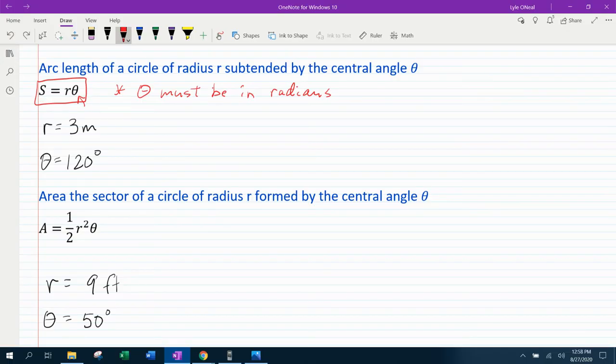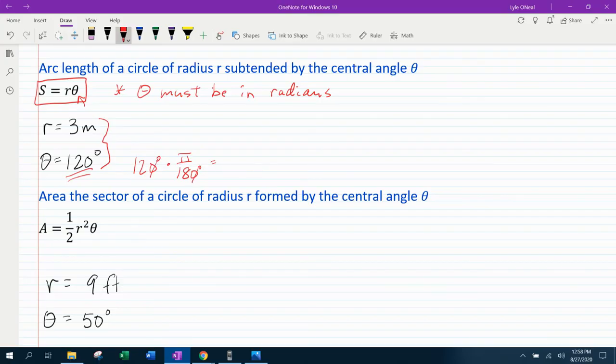All right, so let's get rid of that stuff. And let's see how to work this example we have here, okay? We are given a radius of 3 meters and a central angle, the angle subtended by the central angle, 120 degrees. And the first thing we're going to have to do is convert degrees to radians. And we just covered how to do that. So we're going to multiply by pi over 180.